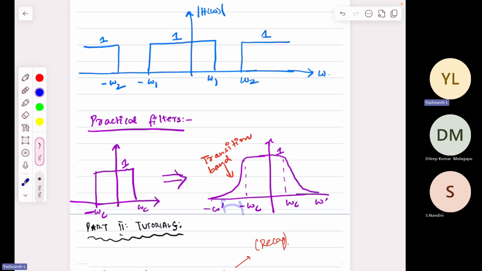Fine. So that was about, I think it did take a little bit of time, but it's okay. We also saw examples of time scaling and the duality property. So are there any doubts?